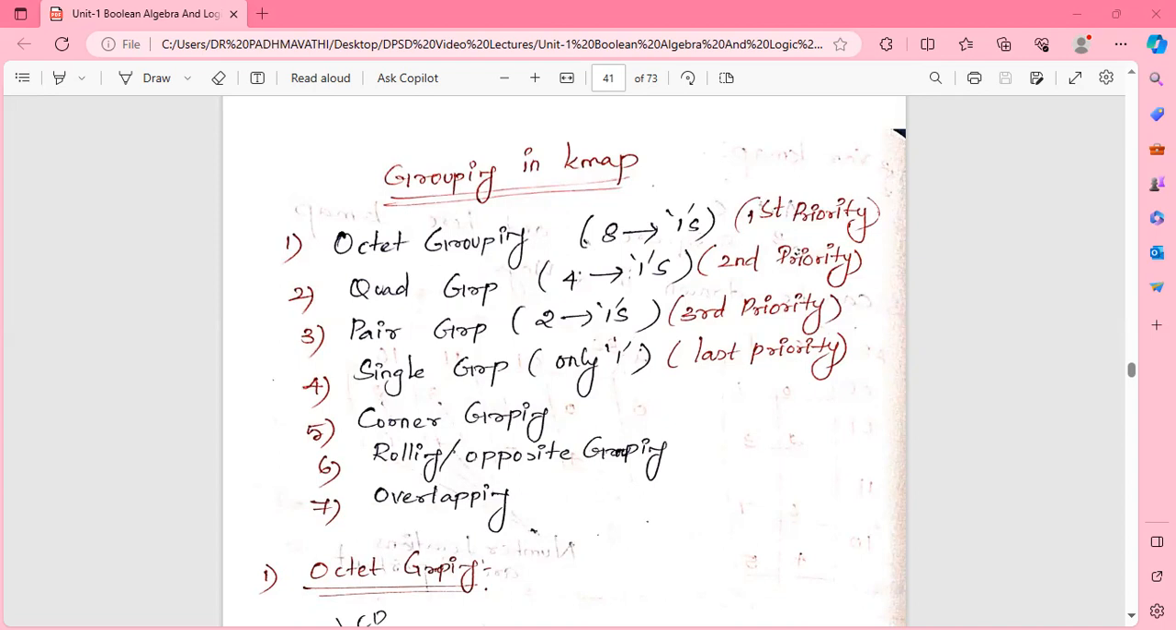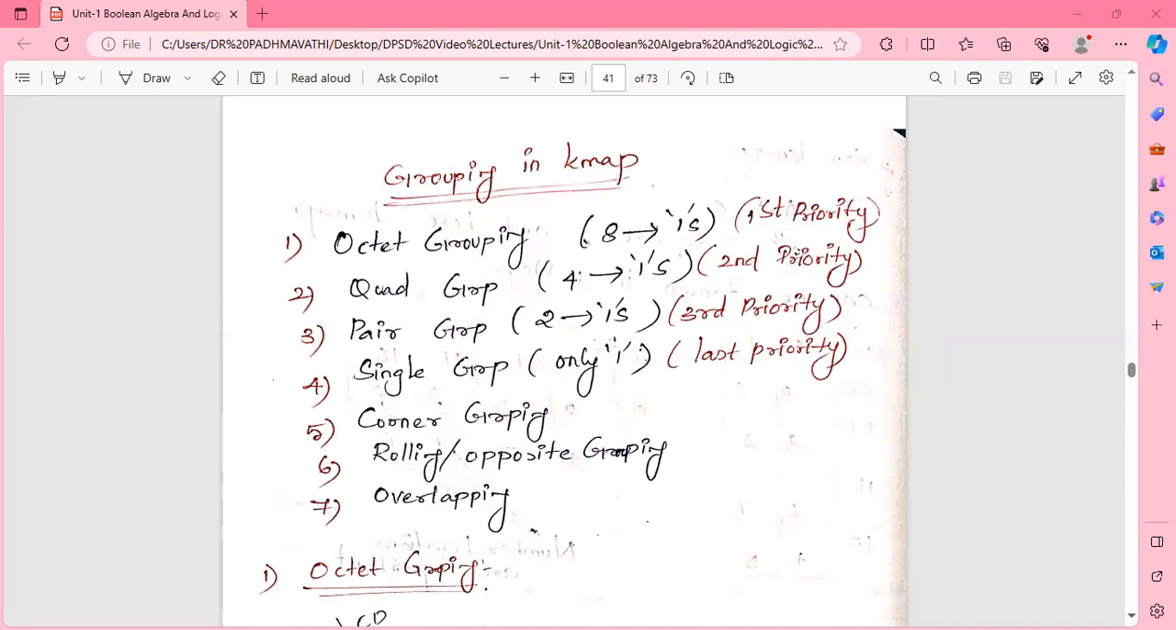First, we have to give the priority to octet grouping. If it is possible to do octet grouping, we first go for the octet grouping, and only then we go for quad, pair, and single grouping. These are all the different points we need to take into consideration for solving any problems in your K-map.